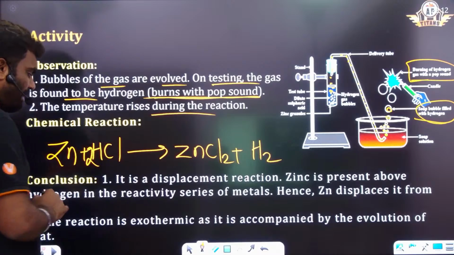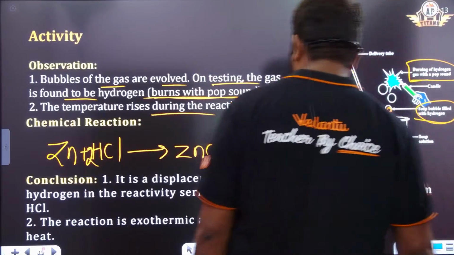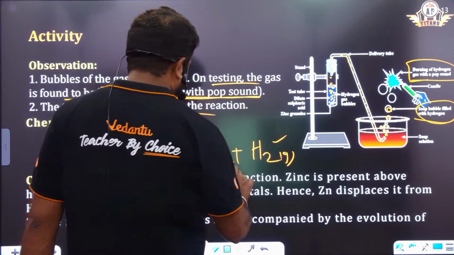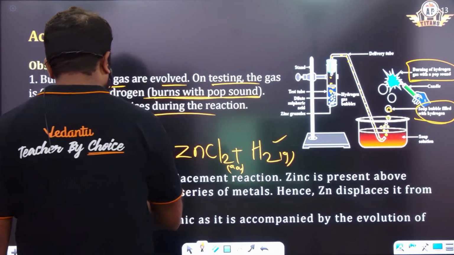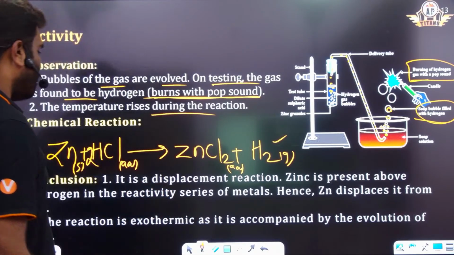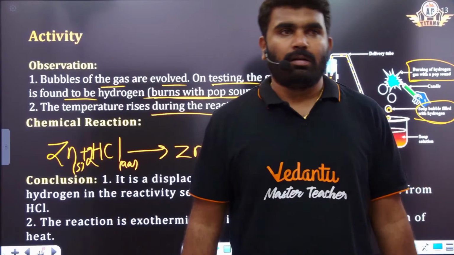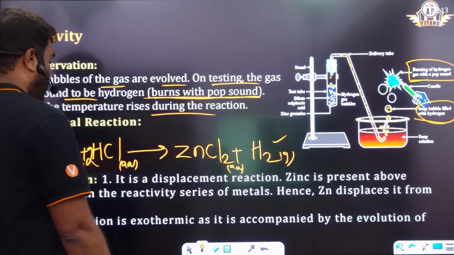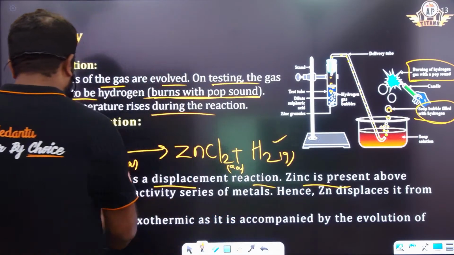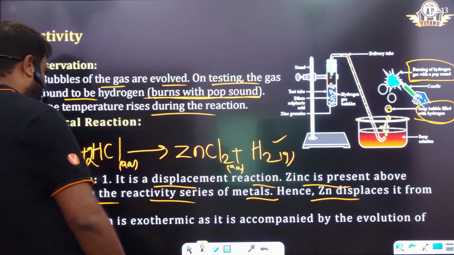Here 2 molecules of hydrochloric acid are reacting. So we'll be getting zinc chloride and hydrogen gas. ZnCl2 is aqueous, as we are dissolving it, while zinc is solid. As we are dissolving this hydrochloric acid in water, that's why it is aqueous. It is a displacement reaction. Zinc is present above hydrogen in the reactivity series of metals, hence zinc displaces hydrogen from hydrochloric acid.